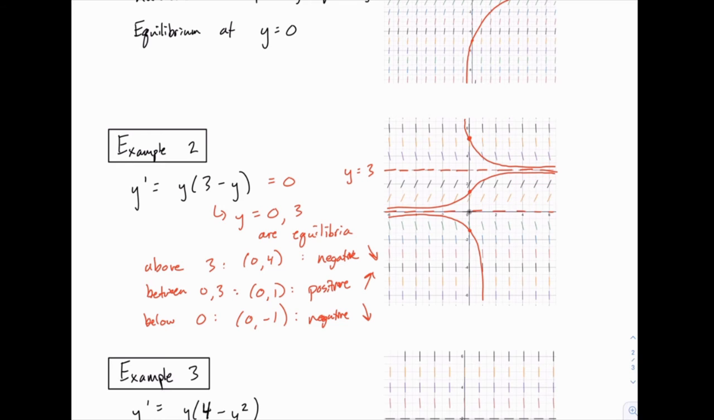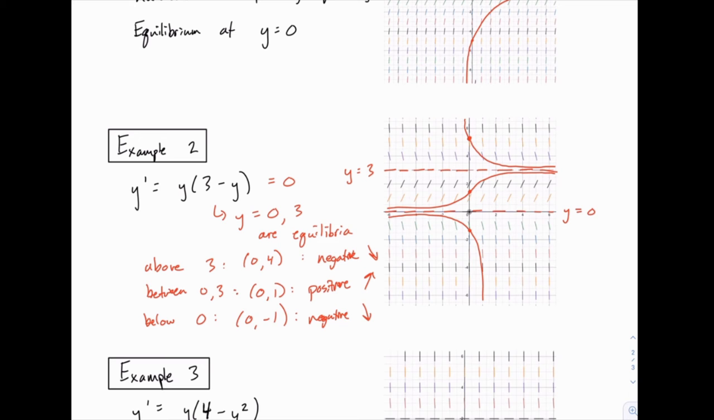But look at what happens at y equals 0. The opposite happens. Above 0, solutions are moving up and away from it. Below 0, solutions are moving down and away from it. Everywhere you look, solutions are moving away from this equilibrium. So there are different types of equilibria. There's an equilibrium where solutions come toward it, and there's an equilibrium where solutions go away from it.